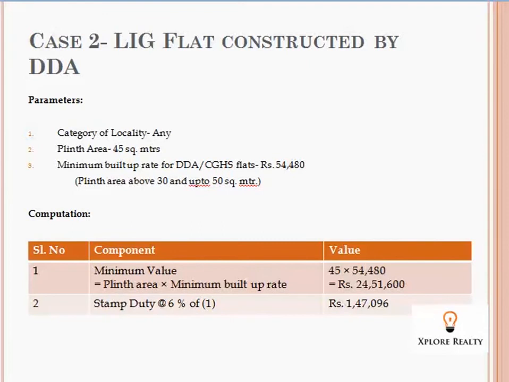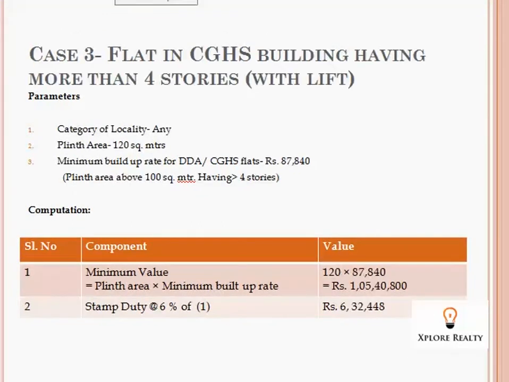and as per the percentage you will calculate the stamp duty. So in the third case study we are going to be discussing a flat in a CGHS building having more than 4 stories. Again, category is any, plinth area 120 square meters, and the minimum built up rate is 87,840 rupees, which is fixed for flats having more than 4 stories. So again, the calculation is very simple. You need to first find out the minimum value, which is plinth area into minimum built up rate, and then you have to apply the stamp duty percentage and you will find the exact stamp duty which you have to pay.